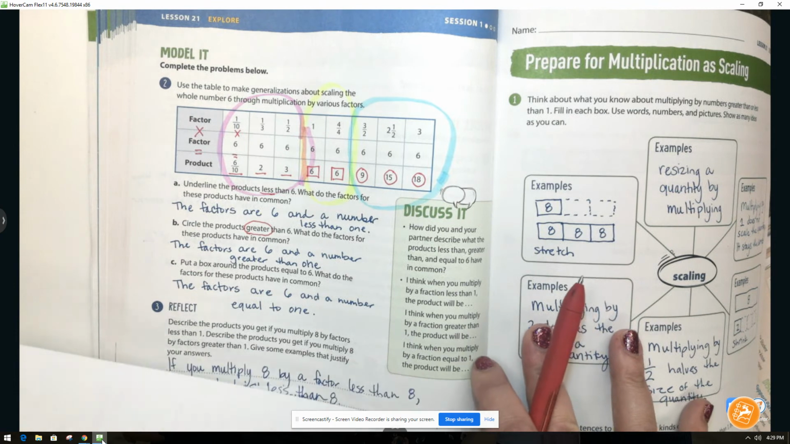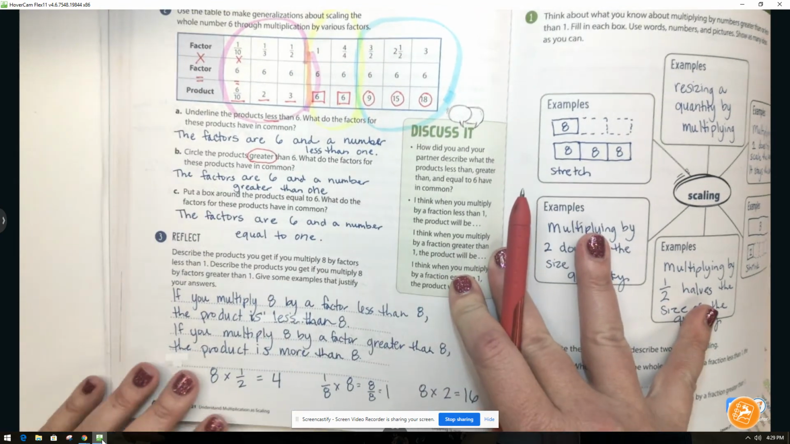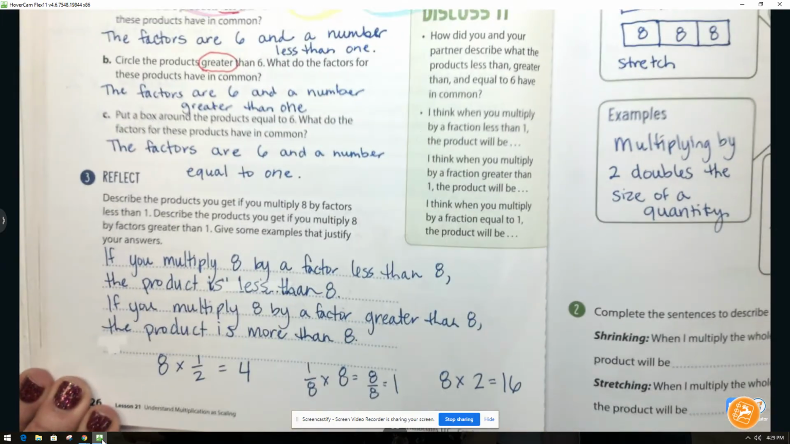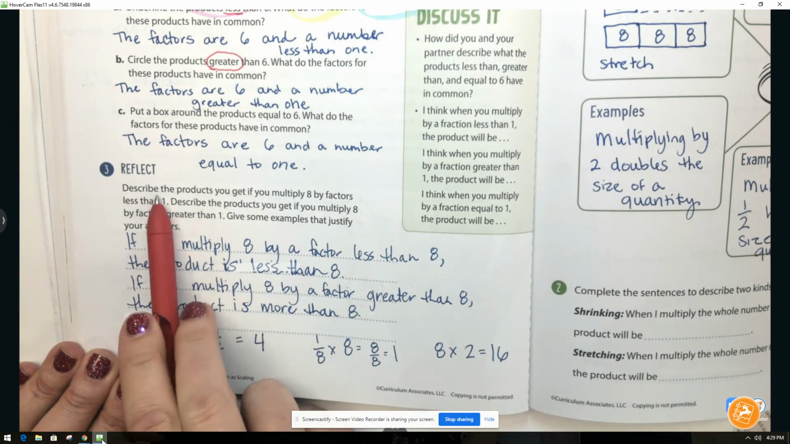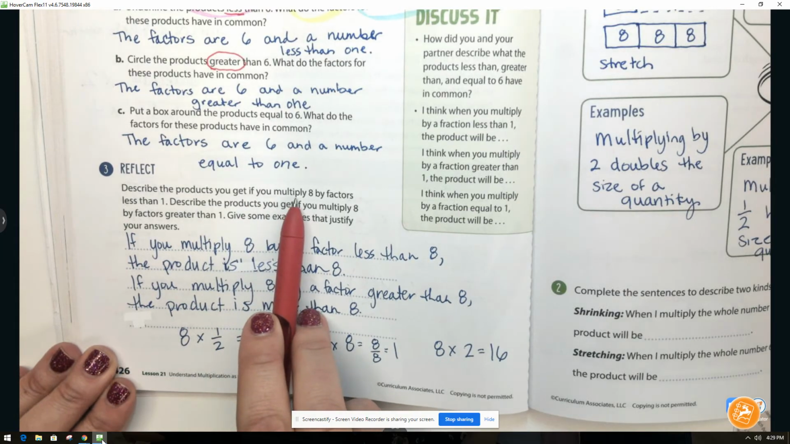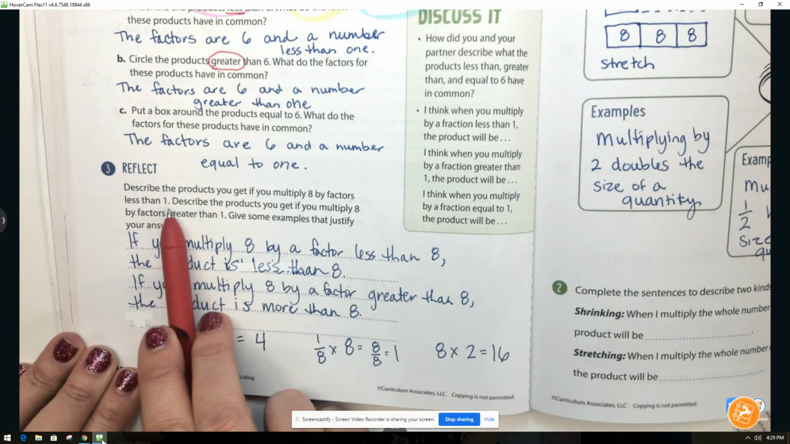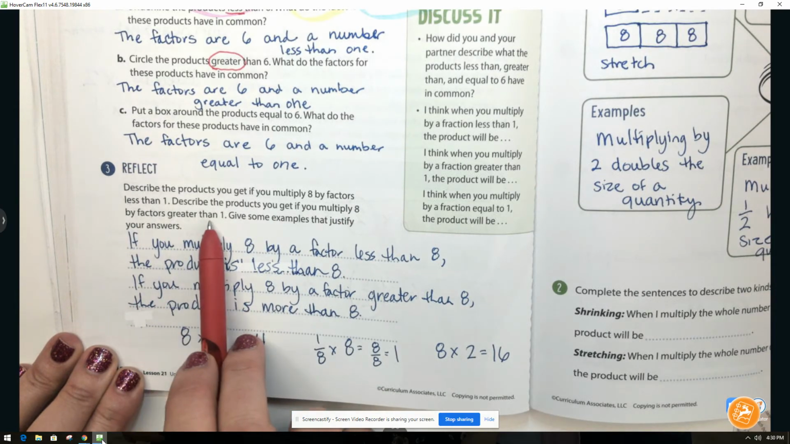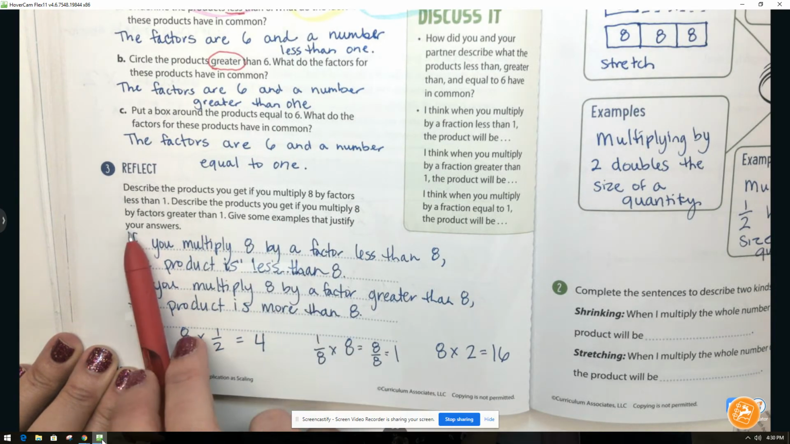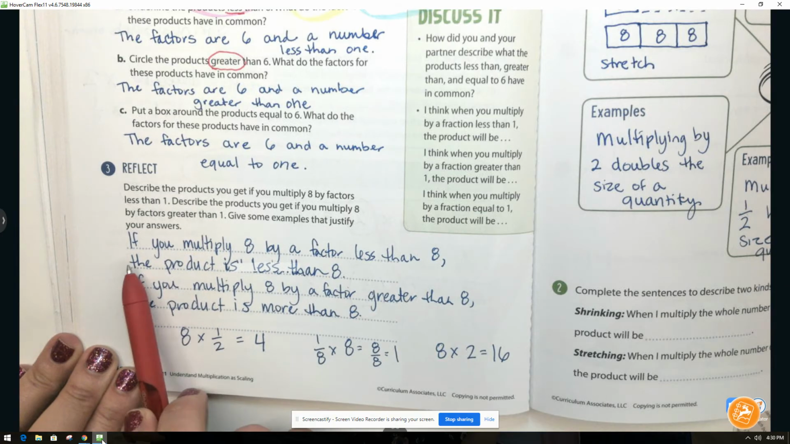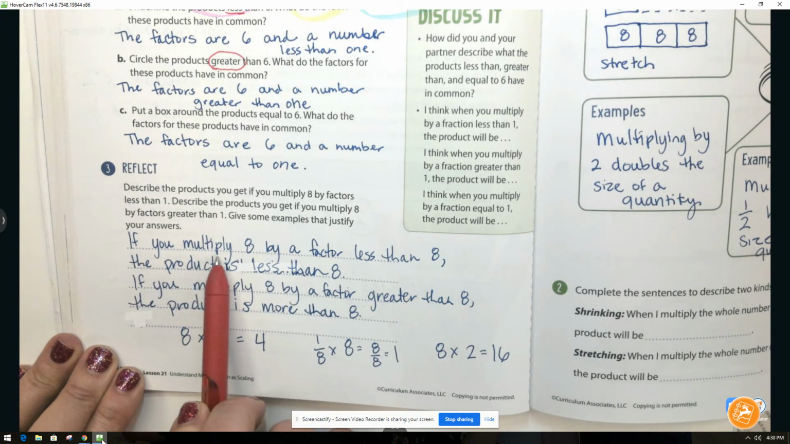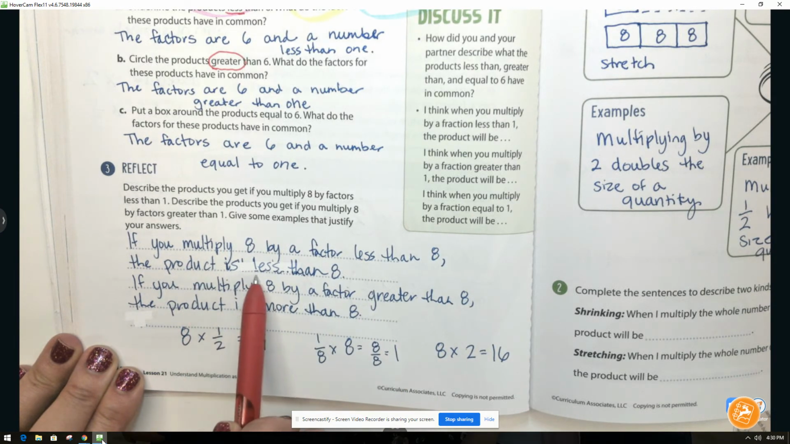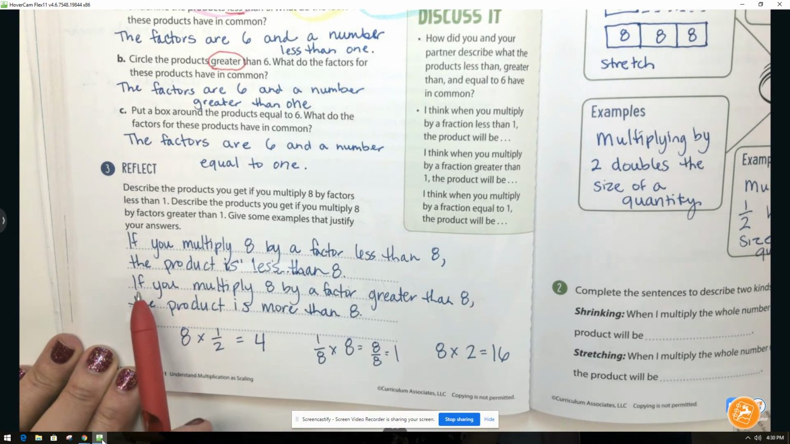All right. So now if we followed that line of thinking, if we look down at number 3, it says this: describe the products you get if you multiply 8 by factors less than 1. Describe the products you get if you multiply 8 by factors greater than 1. Give some examples that justify your answers. So this is what I wrote. If you multiply 8 by a factor less than 1, the product is less than 8, always.